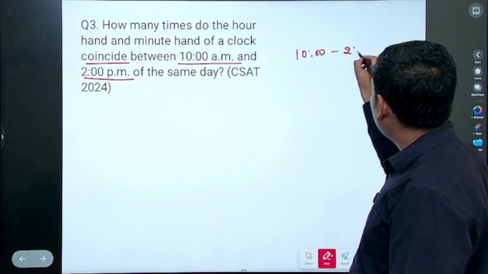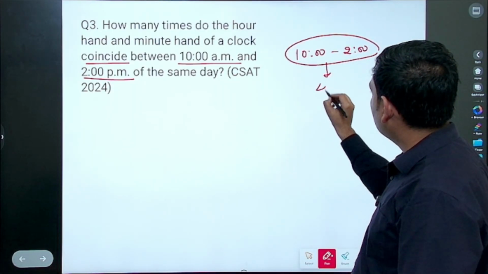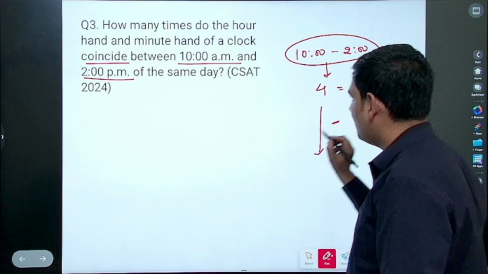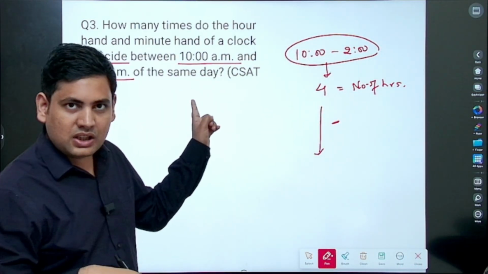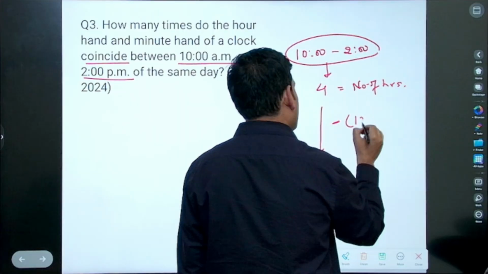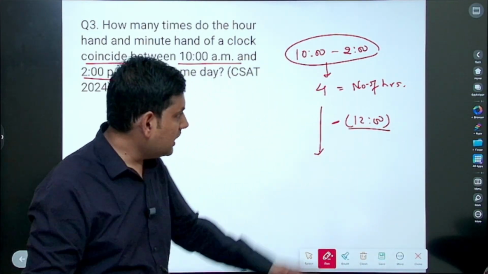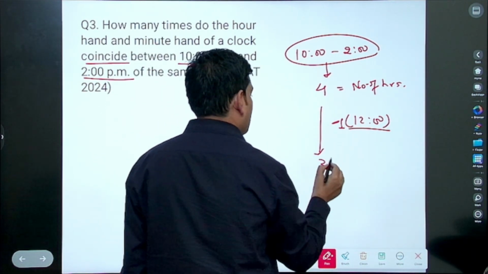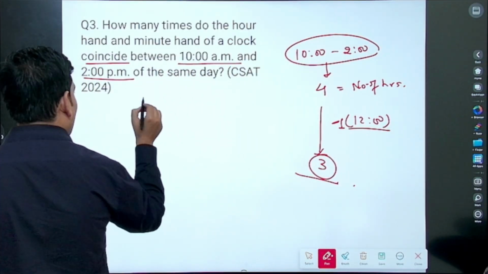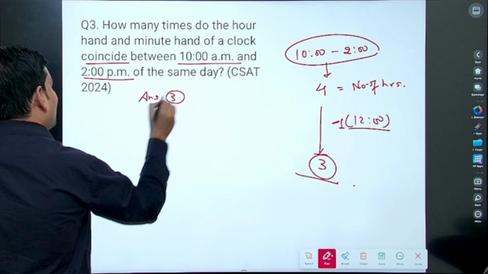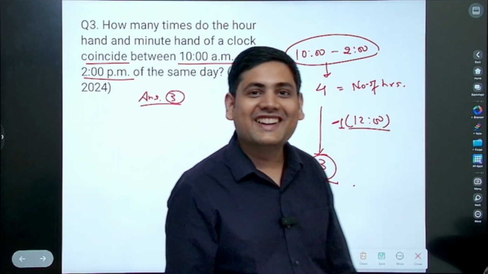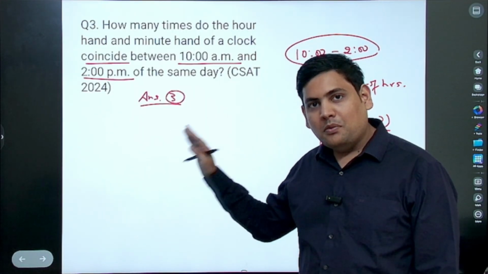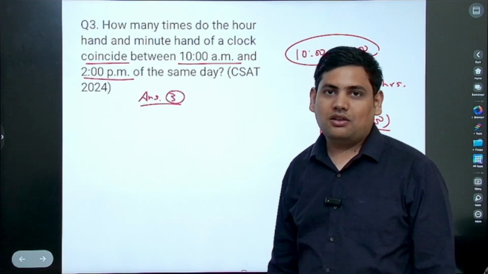So between 10 to 2, what is the number of hours? Number of hours is 4. Now you will have to subtract the number of times, because this is coincidence. So you will have to subtract the number of times you have 12 in between or in the range. Do you have 12 in the range? Yes, you have it once. So you'll have to subtract 1. Answer becomes 3. So answer to this is 3. I have omitted the options. So this is it for coincidence or angles or fixed angles repetition in a clock. That's it. Thank you.